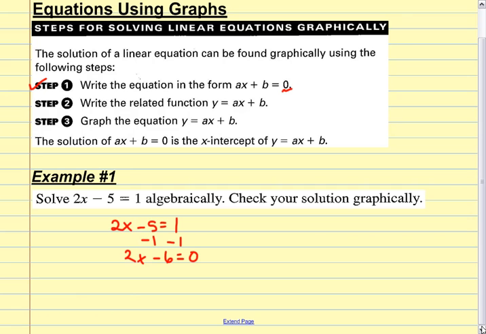Now look at this next step. In step 2, they say write the related function. They say write y equals the ax plus b, this stuff on the other side of 0. So we'll say y equals 2x minus 6. Okay, now I did that.